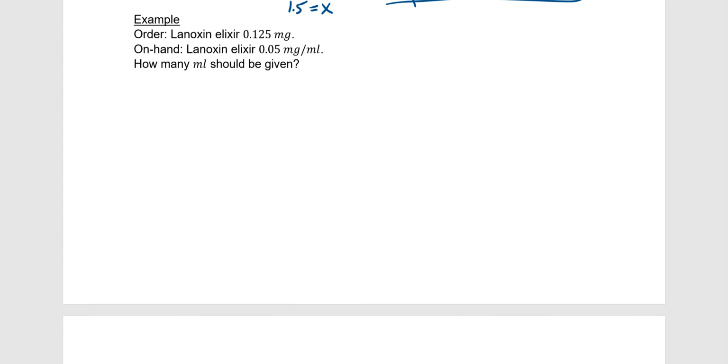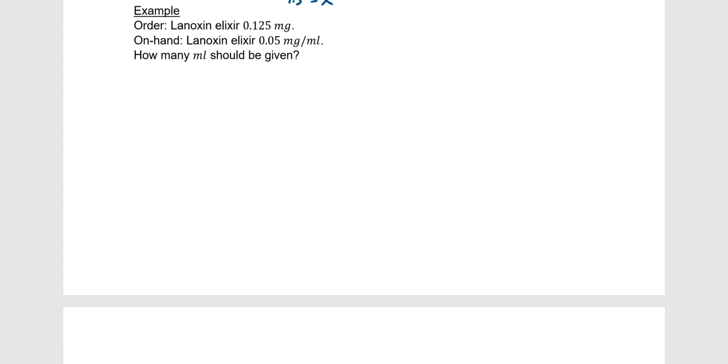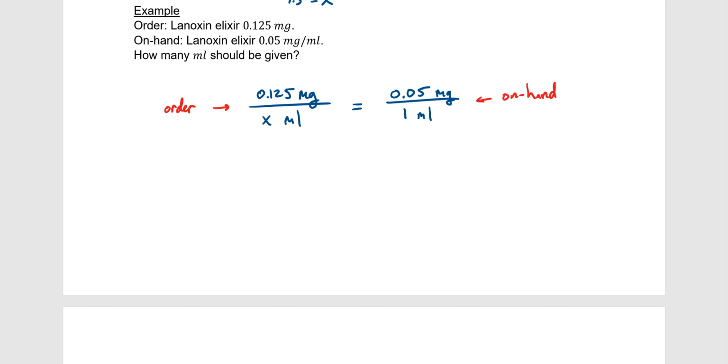Okay, and let's do another one here. We have an order of 0.125 milligrams of Lanoxin elixir, and the on-hand medication that we have is 0.05 milligrams per milliliter of the Lanoxin elixir. So we want to know how many milliliters should be given. Okay, so setting up this proportion once again. We have the order ratio, which is 0.125 milligrams for how many milliliters, X milliliters, and that's going to equal 0.05 milligrams per 1 milliliter, which is the on-hand drug that we have.